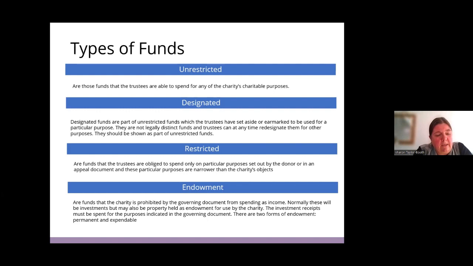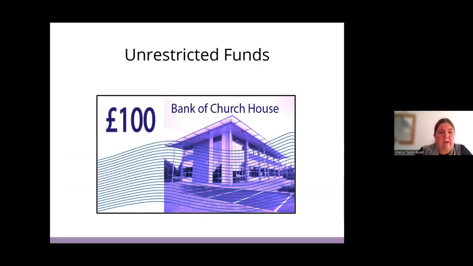So endowment is slightly different to all of the other ones. It's a pot of money that you've been given. You can't spend the capital, but you can spend the income from it. And the other 3 are funds that you would hear regularly in PCCs. So we're going to look a little bit closer at unrestricted funds, because this again is a hot topic in PCCs because they don't quite understand the different terminology.